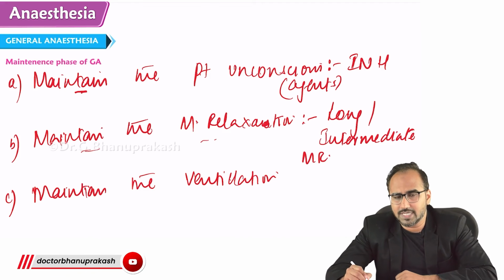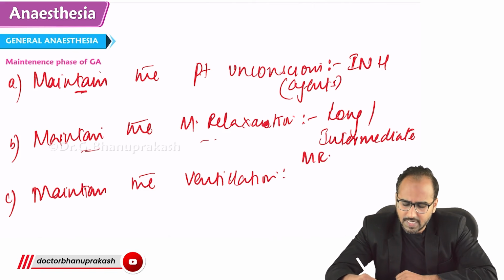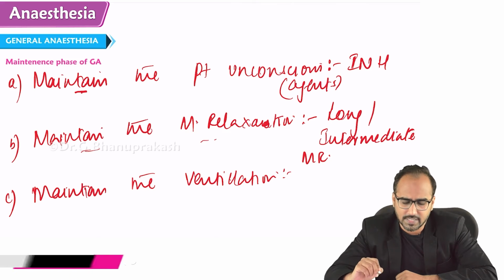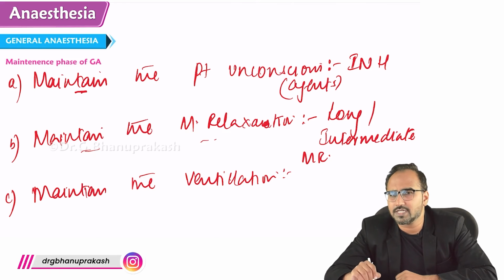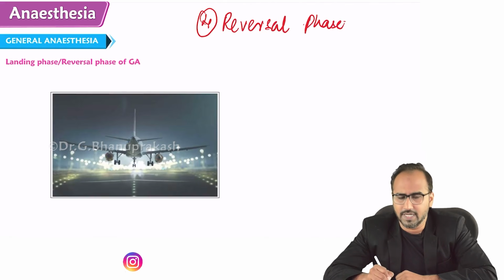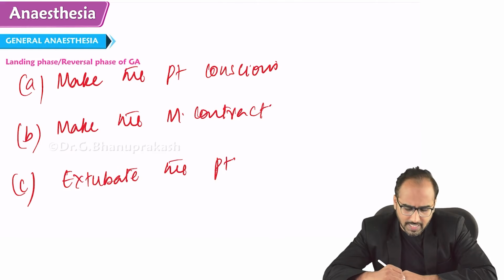So you maintain the muscle relaxation by giving long or intermediate acting muscle relaxant. Third aim is what? You maintain the ventilation. Once the maintenance phase is done, what is the last phase of general anesthesia? The last phase of general anesthesia is called the reversal or the landing phase.